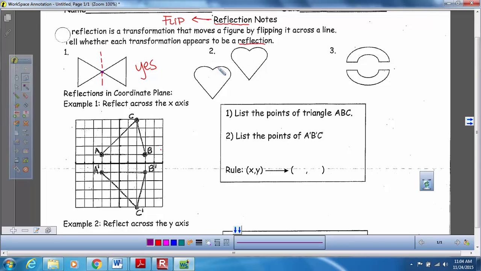Then, if we're looking at number 2, we want to see if there's a line that we could draw between the two where this could flip and be the same image. If we flipped this over, there's no way that it could make that same shape and be facing the same way. If we look at the points and look at how far they traveled, we would see that this is actually a translation. So here we would write no.